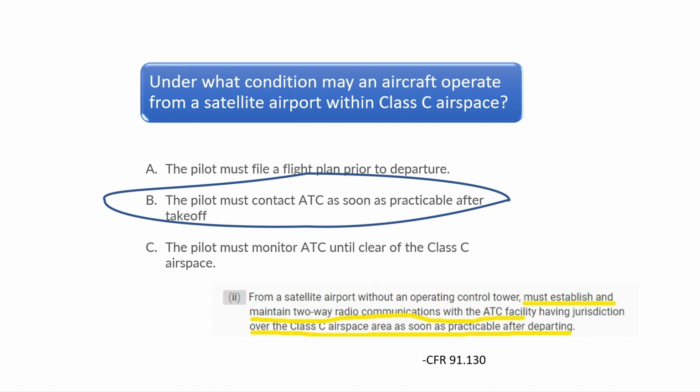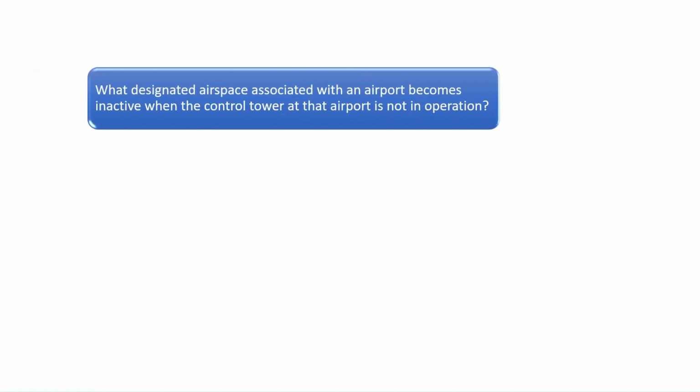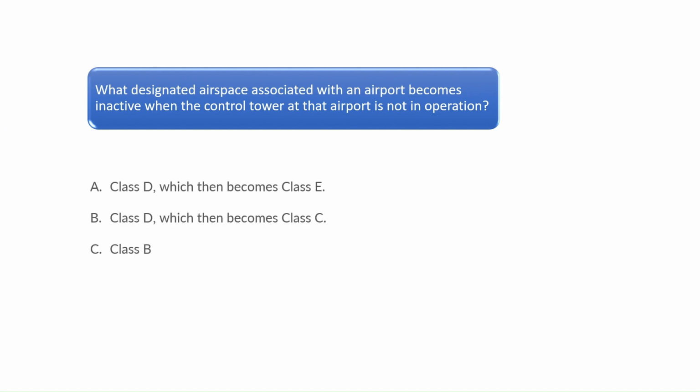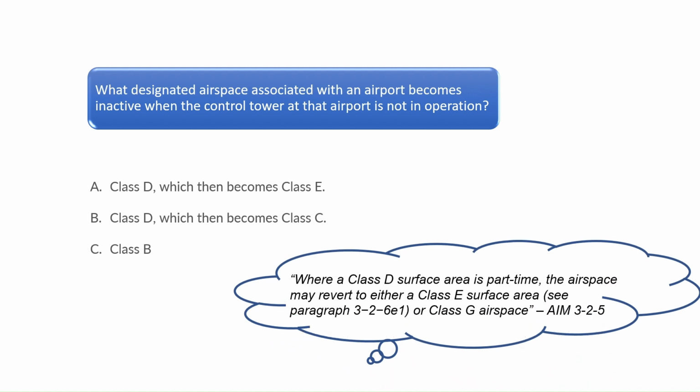What designated airspace associated with an airport becomes inactive when the control tower at that airport is not in operation? According to the Aeronautical Information Manual Section 3-2-5, where a Class D surface area is part-time, the airspace may revert to either a Class E surface area or Class G airspace. Therefore, the correct answer is A.